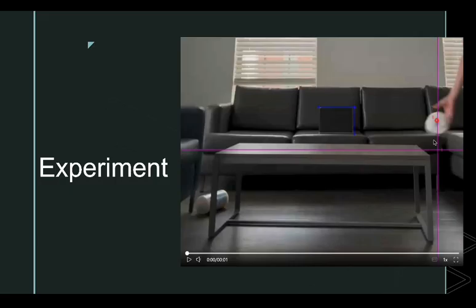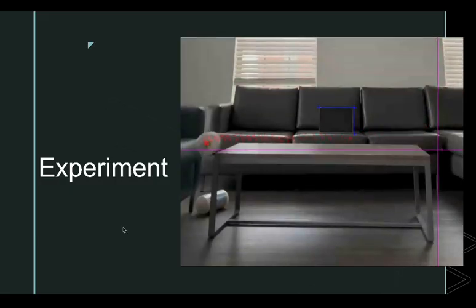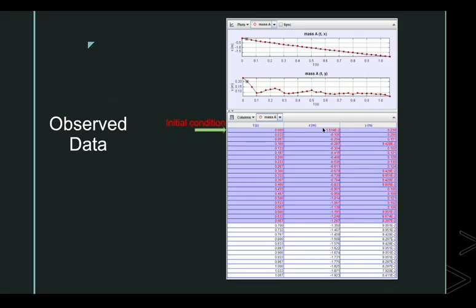So here is my experiment. You can see my hand here, and at 0 is my starting point with my calibrated stick in the background at the couch. So there it is. Okay, so here is the video I put in Tracker, and this is the data I got, and you can see at 0 time, this is my starting point for x and y value.